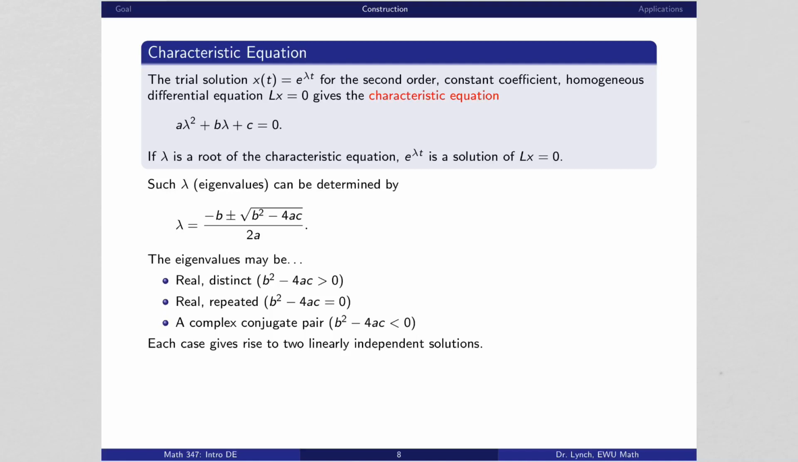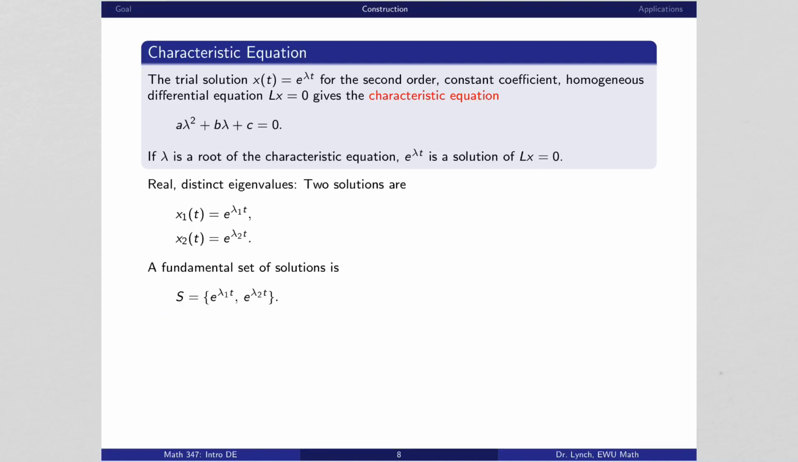Okay, so it turns out that each case gives rise to two linearly independent solutions. And again, that's what we're looking for here. We're looking for two linearly independent solutions to this differential equation. Those two together form a fundamental set of solutions. And then the general solution is given by a linear combination of those linearly independent solutions. So we'll go ahead and look at each of these cases individually.